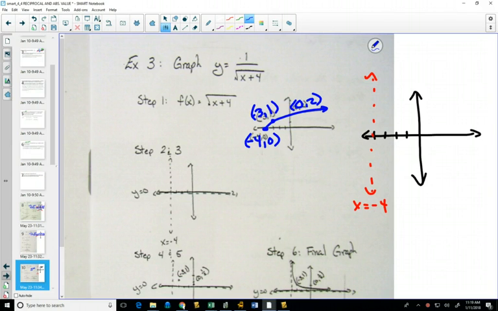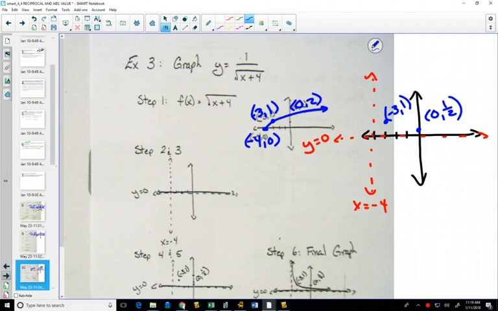Does our graph go up forever? Yes, it does get bigger and bigger, so you will have an asymptote at y equals 0. Now just take your nice points. What's going to happen to 0, 2? 0, 1 over 2. What's going to happen to -3, 1? It's going to change to -3, 1 over 1, which stays the same as -3, 1.